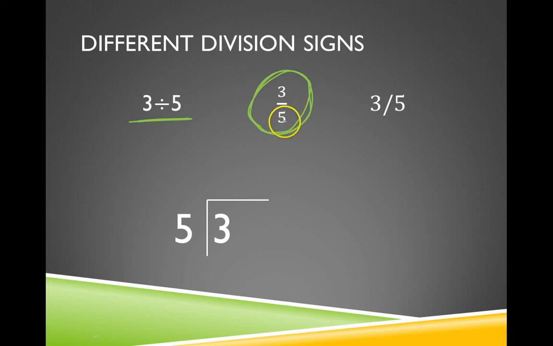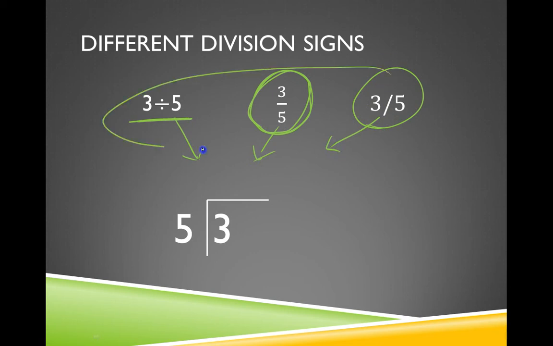That means just 3 divided by 5. It's the same thing as this. This is also the same thing. And when we actually divide out, we write it out like this. So I wanted to review those, if you hadn't seen those before, that we can use this as a division.